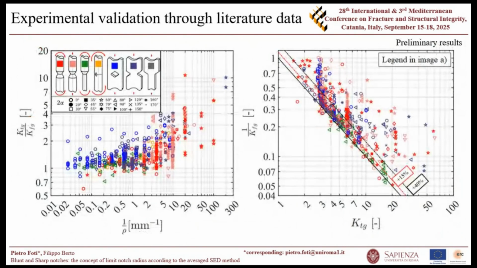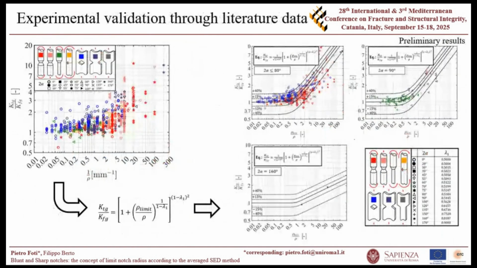Some of the geometries, to be honest, are not exactly in mode 1 condition, like this one and this one. It's not exactly on mode 1 condition, but we have considered them also. Here you can see the fatigue strength reduction database that we have retrieved in terms of ratio between the stress concentration factor and the fatigue strength reduction factor, plotted against the reciprocal of the notch radius, and in terms of the reciprocal of the fatigue strength reduction factor and the stress concentration factor.